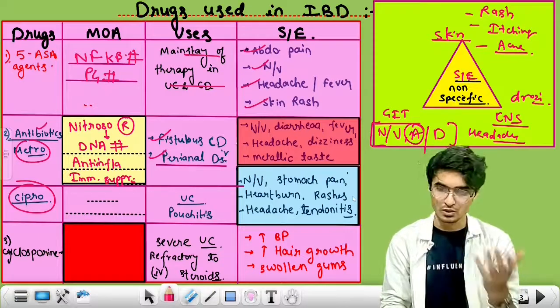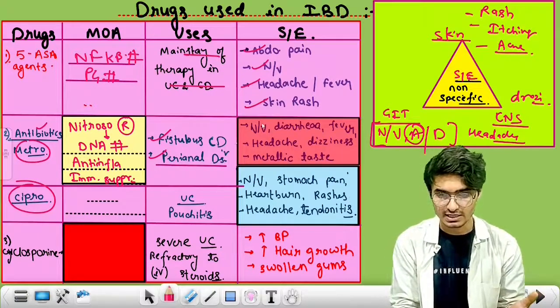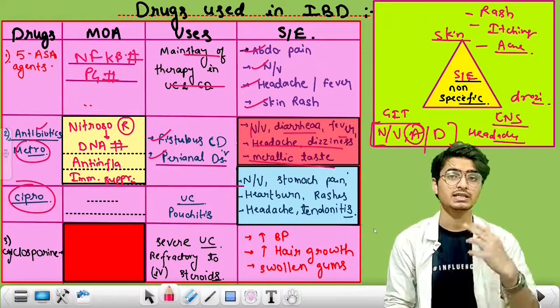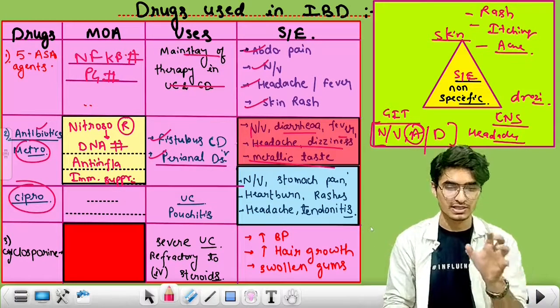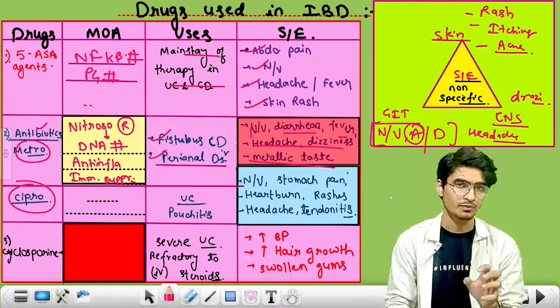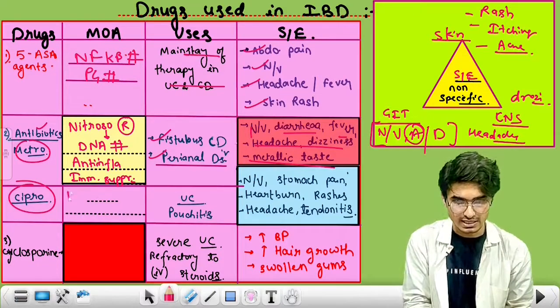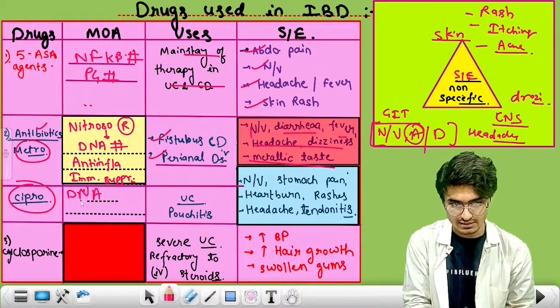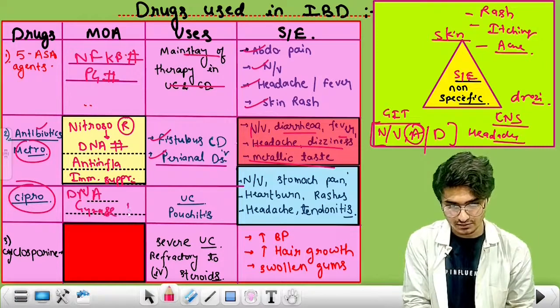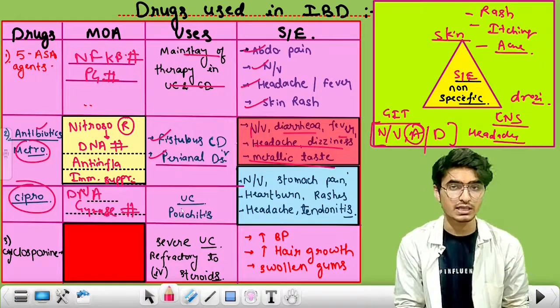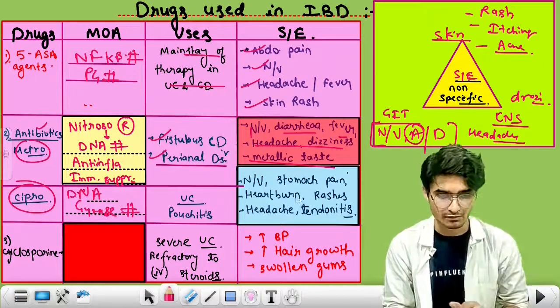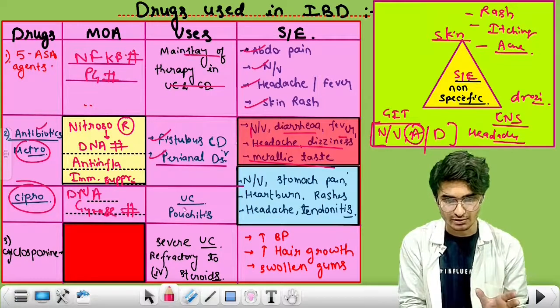And now the non-specific side effects: nausea and vomiting, diarrhea, fever, headache, dizziness and a metallic taste as well. So these are the side effects. And now we will go for Cipro, and the mechanism is that it is a DNA gyrase inhibitor, thereby causing bactericidal action, and that is used in the case of pouchitis.